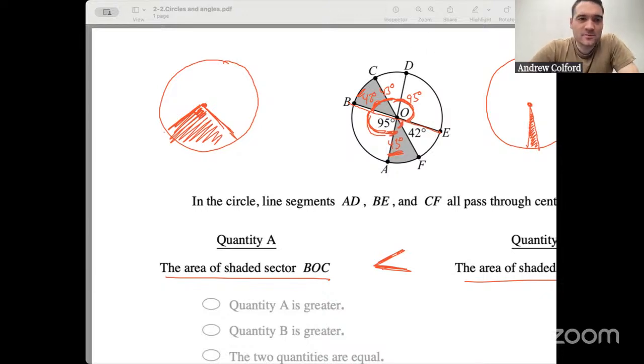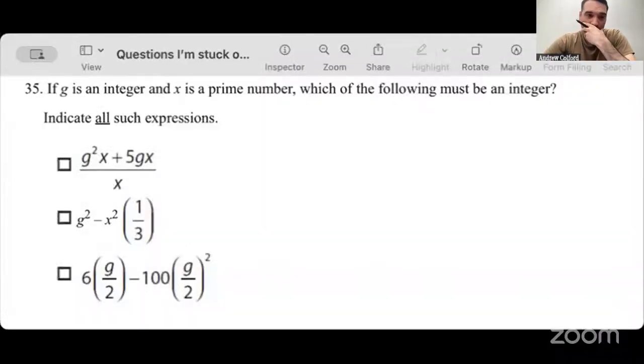All right, so let's move on to, we'll kind of bounce back and forth here. So I'll go to Sarah's question next. Ooh, Sarah, this looks good. Good old function question. Stop sharing that and start sharing this one. Okay. G is an integer and X is a prime number. Which of the following must be an integer?